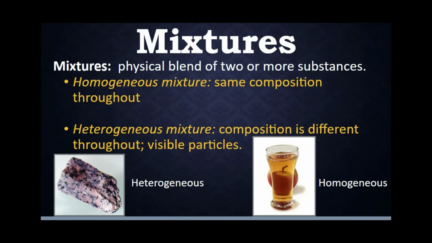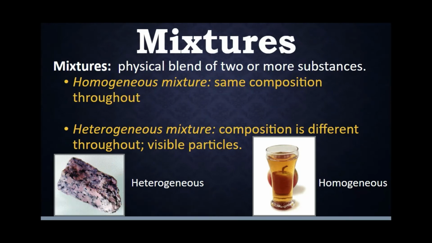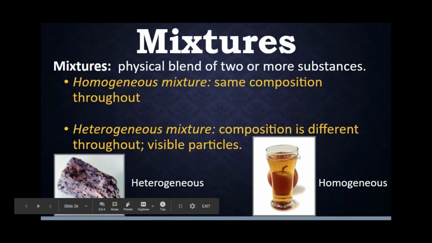Mixtures are physical blends of two or more substances. Homogeneous mixtures have the same composition throughout, and in heterogeneous mixtures, the composition is different throughout. There are visibly different particles. So to our left, we have a heterogeneous mixture. It is a rock. And to our right, we have a homogeneous mixture.